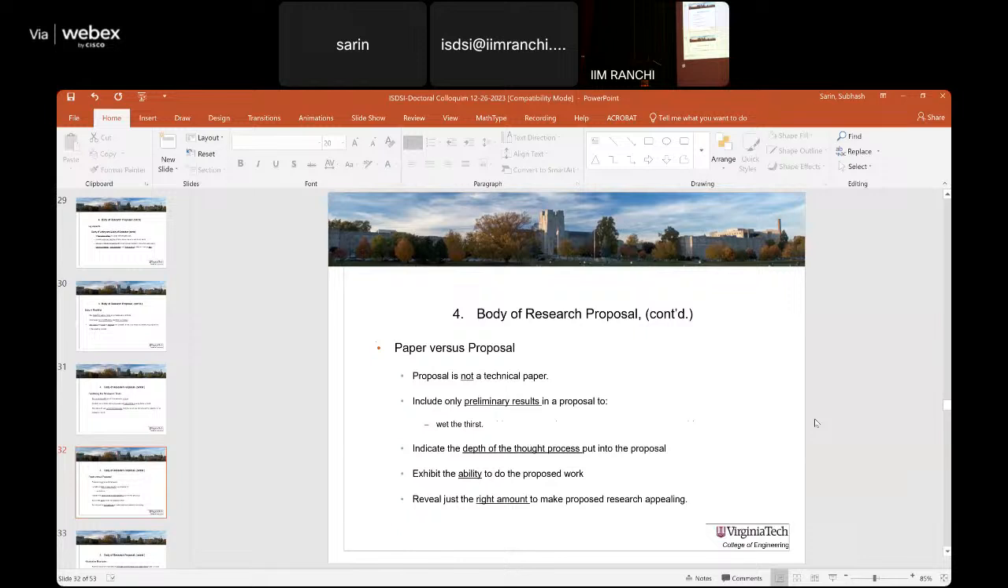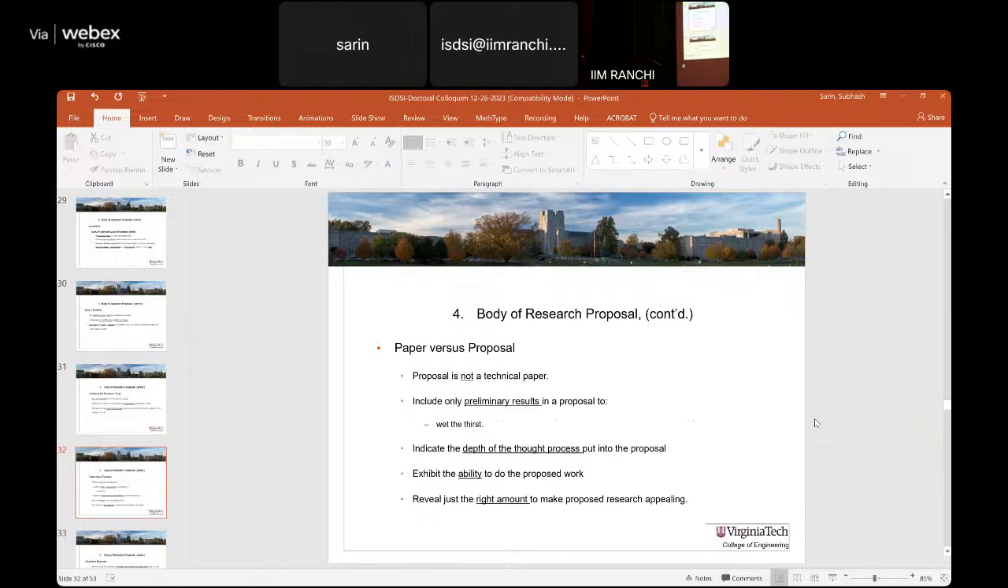But actually, it is. You have to write it in such a way that it has scientific content, a convincing argument that the methodology is important, that the result is going to be very exciting, and so on. Those ingredients are there, but they are more like preliminary results, not final results. In that sense, the proposal is not a paper, right?